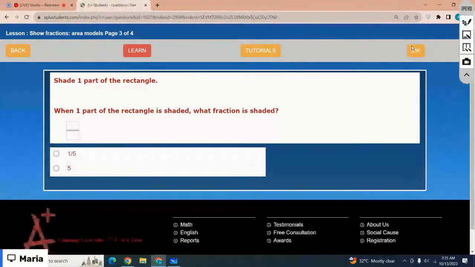Shade one part of the rectangle. When one part of the rectangle is shaded, what fraction is shaded? Which is the correct option? So again, there is a mistake with the shape. That means the shape has 5 portions and only one of them is colored. So the correct option is 1 out of 5, right? The correct option is 1 out of 5.